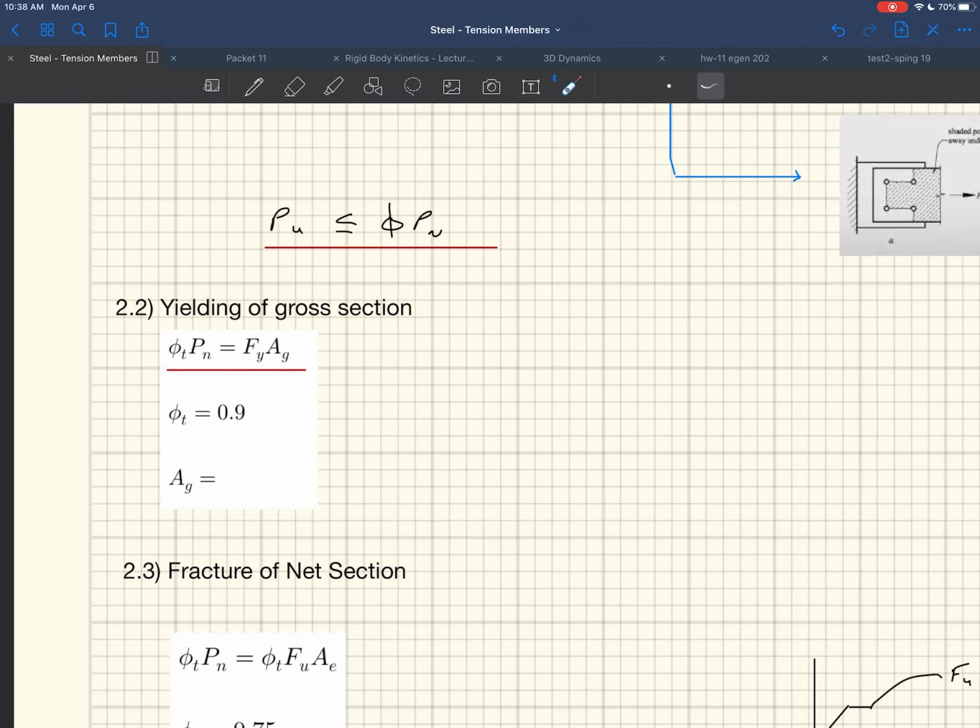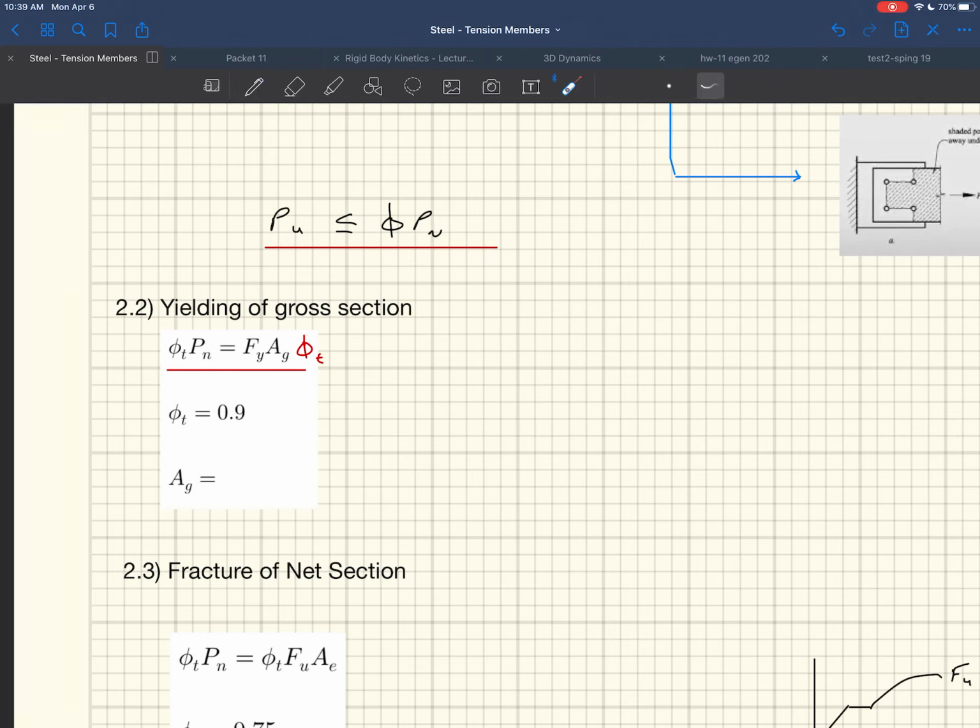Fy is the yield stress of the steel. You multiply it by the gross area of the cross section, and that gives you a PN, right? Ooh, I left out the phi here. Let me put a phi in there. And this should have a phi t. You can't drop that phi t, so that would be in there as well, right?